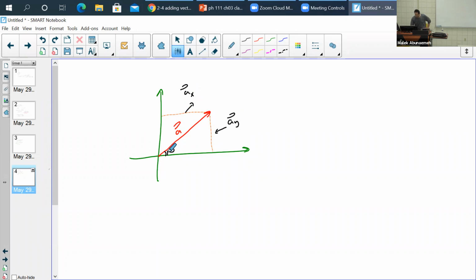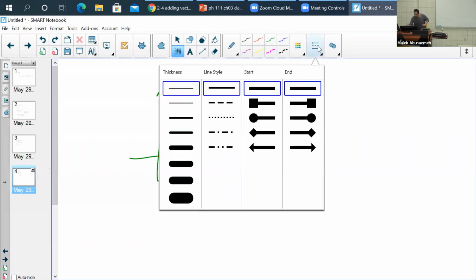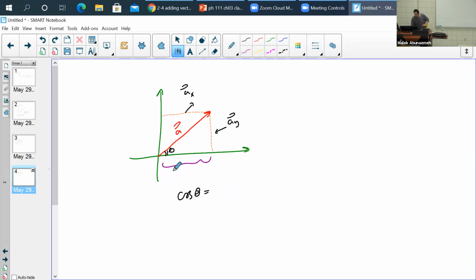And let's say this is the angle between them. So cosine theta is going to equal your adjacent side over the hypotenuse, or in this case, the x. Here's your component for the x, and here's your component for the y. Cosine theta is going to be your x component over the hypotenuse, which is going to be our A vector.